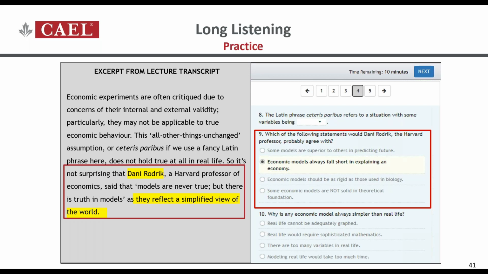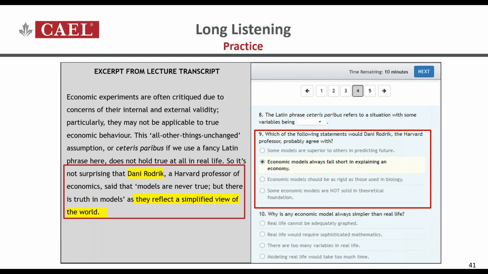So hopefully this shows that even though this is an inference question, which means, of course, the answer is not directly there, you can still use specific information to get close to the correct answer. Because now that we know that Danny Roderick thinks they are a simplified view, we can look at those answer keys and eliminate the wrong answers, right?